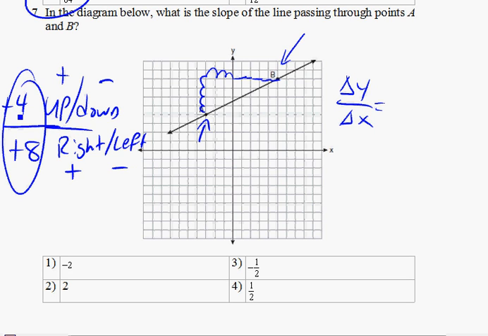You can reduce this fraction. 4 over 8 is the same as 1 over 2. Therefore, that's your answer, positive 1/2. Okay, slope is 1 over 2.